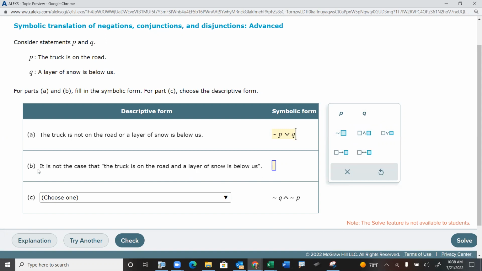It is not the case that the truck is on the road and a layer of snow is below us. They've got "the truck is on the road and a layer of snow is below us" in quotes, suggesting that this not is going to negate all of this. In other words, we're going to need parentheses around the stuff in quotes. The truck is on the road and there's a layer of snow below us. So that's how that would go.